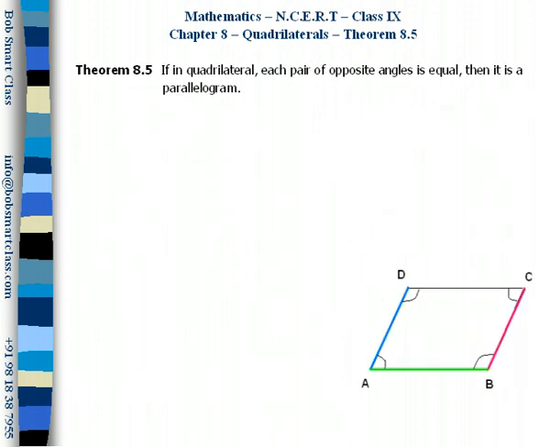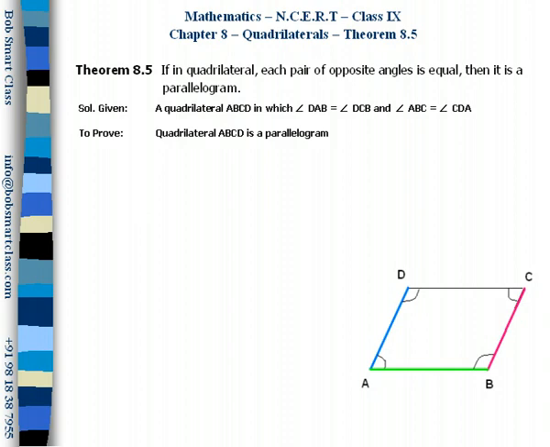Next theorem is 8.5. If in a quadrilateral each pair of opposite angles is equal, then it is a parallelogram. Solution given. A quadrilateral ABCD in which angle DAB equals angle DCB and angle ABC equals angle CDA. We have to prove this quadrilateral ABCD is a parallelogram. Now let's try to prove it.